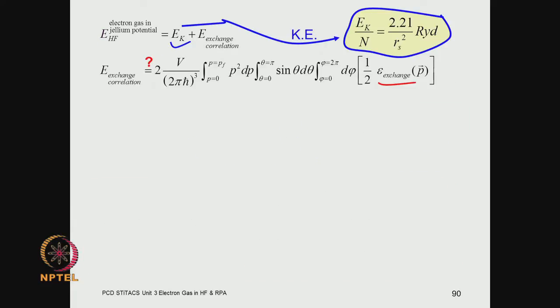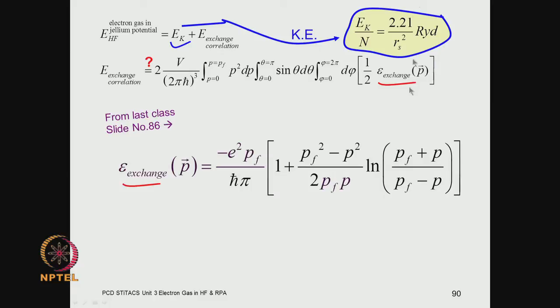Now, you look at the second term, which is the exchange correlation term. The kinetic energy part is what we did in the previous class. The exchange correlation term requires us to evaluate this integral, and this term we have discussed earlier. We know what it is. This exchange term is given by this expression which has got this logarithmic term of the ratio of Pf plus P and Pf minus P. So, this is the term that you get for the exchange correlation term for the momentum P.